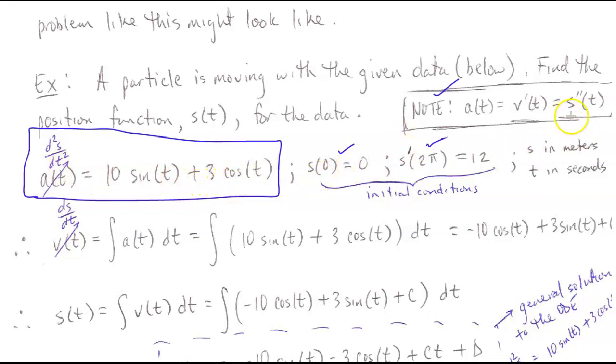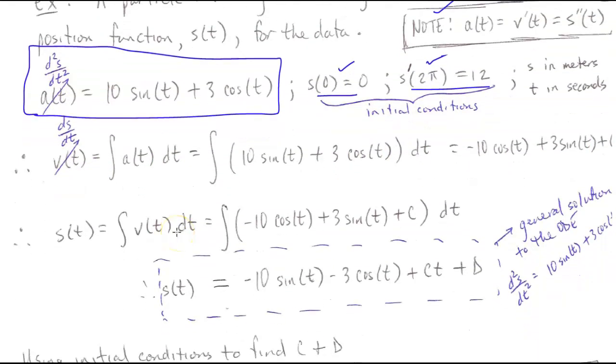And if I can find out what my position function is, the most general position function, then I could use these two pieces of information here to find the specific position function out of all the ones that are possible. Right? Now, I'm not going to bore you with the details here, but we see that if I was to take the antiderivative of acceleration, we would get the velocity, which would also be the first derivative of position.